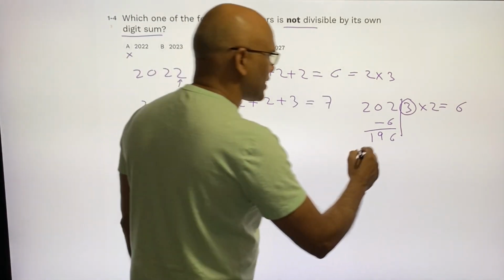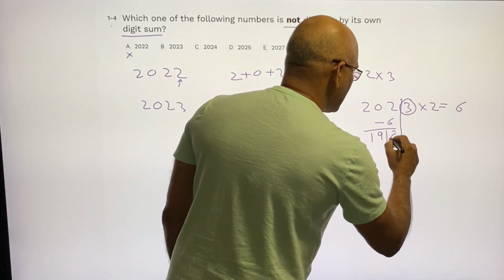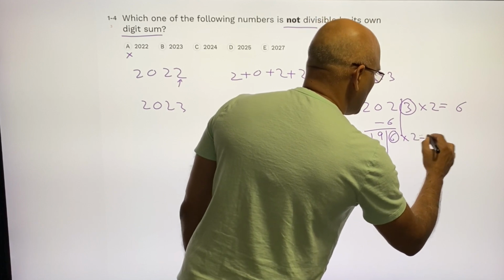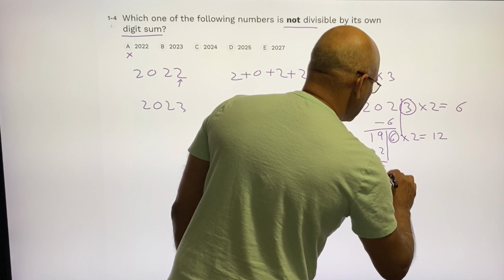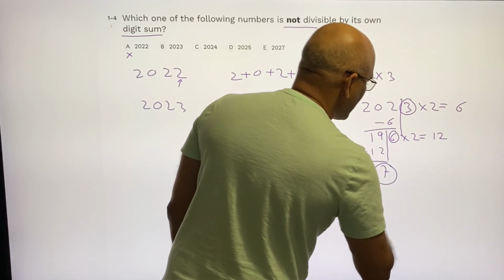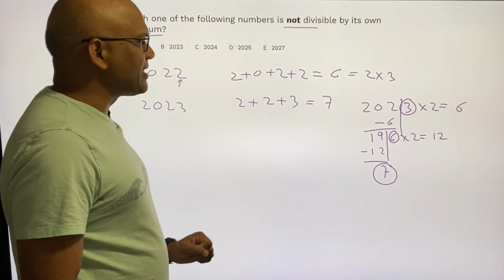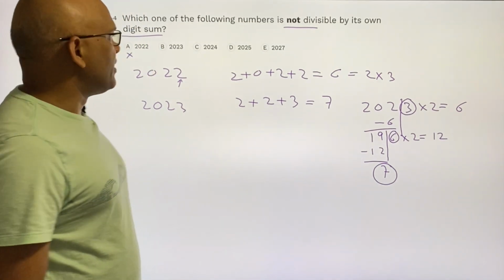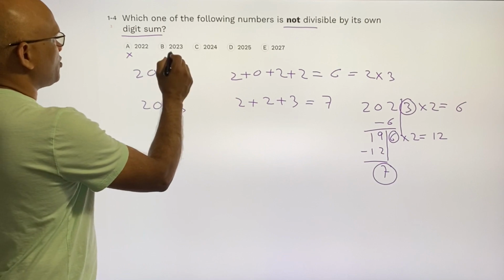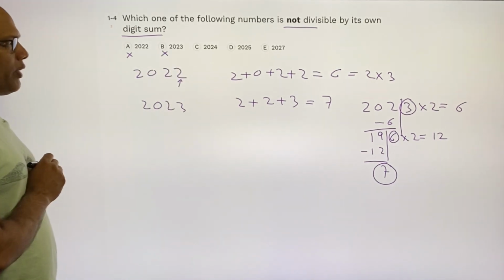I repeat the process. Take out the last digit, multiply by 2, I get 12, and subtract 12 from 19. So this is 7. Whatever is remaining, if that is divisible by 7, then the original number is divisible by 7. So in this case it is, so 2023 cannot be the right choice.